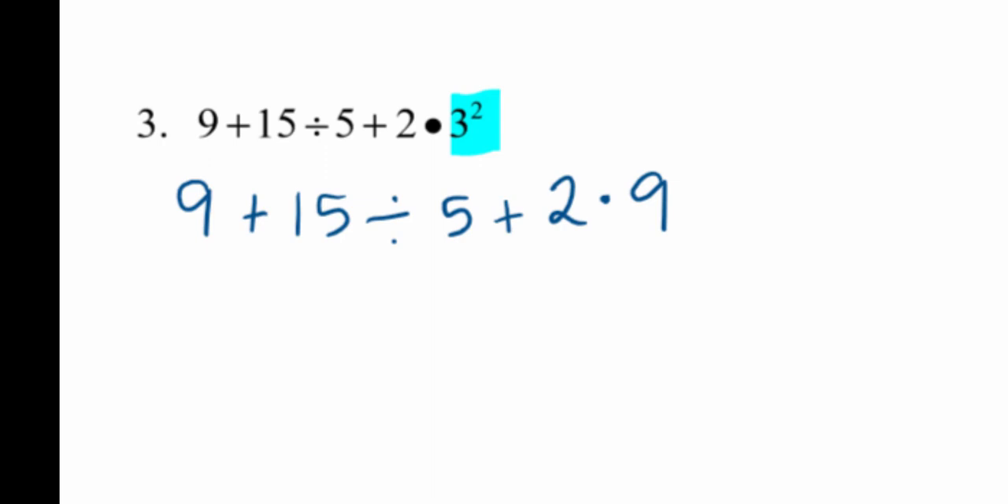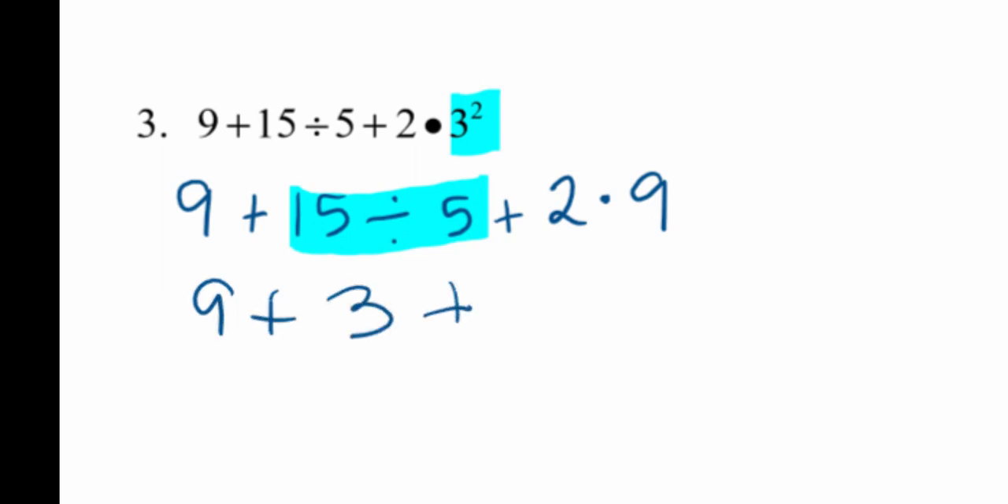My dear is multiplication division, and we go in order from left to right. So if you said that this division needs to happen next, you're absolutely right. So now we have 9 plus 15 divided by 5, which is 3, plus, and then we have a multiplication, don't we? We've got this 2 times 9. So we can go ahead and do that multiplication and get 18.